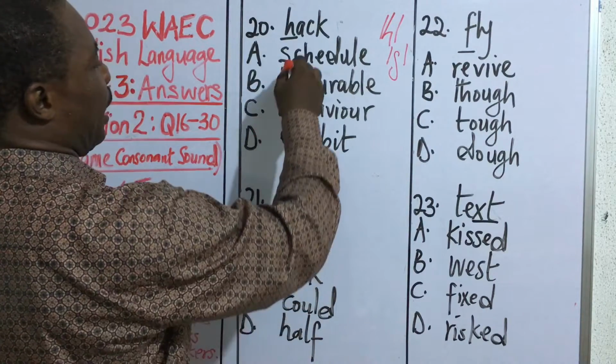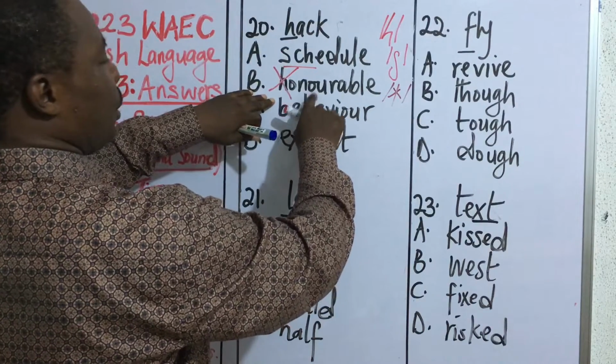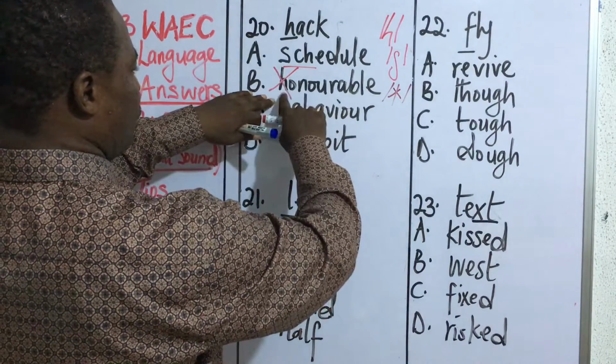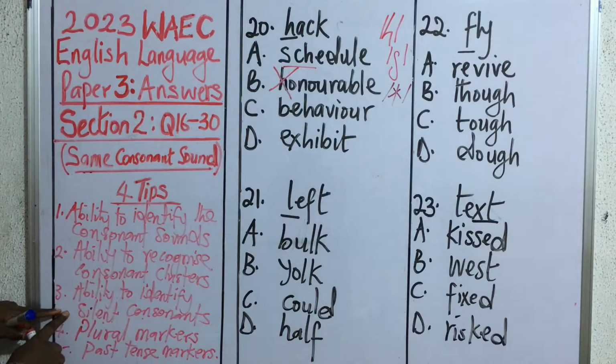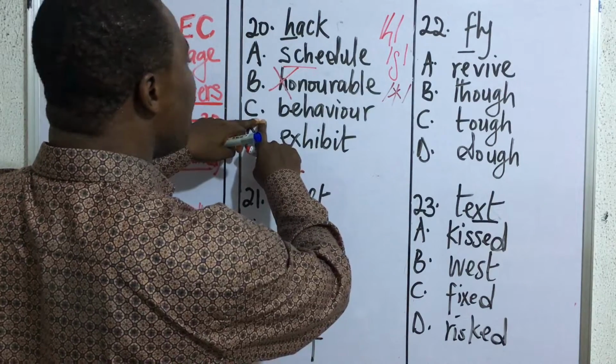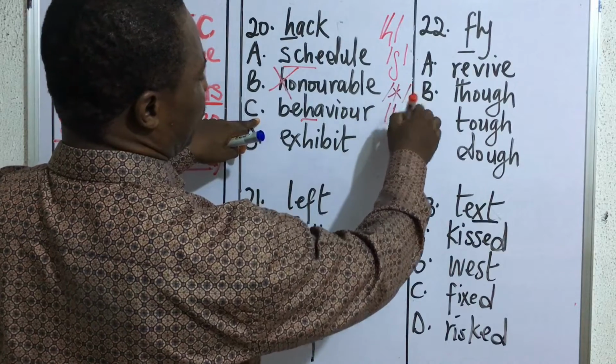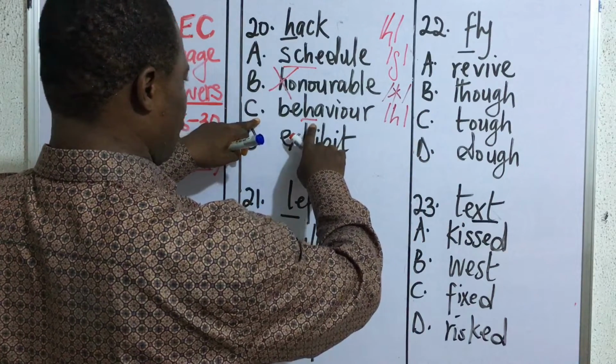Then you have option B, honorable. In honorable here, H is completely silent. There is no consonant h in this word. It's pronounced as "onorable". H is silent. Remember, item number 3 is ability to identify silent consonants, so it is key in this section. Option C, behavior. So the consonant h sound is produced here.